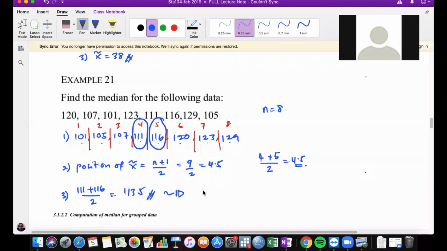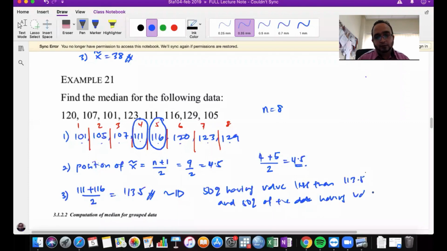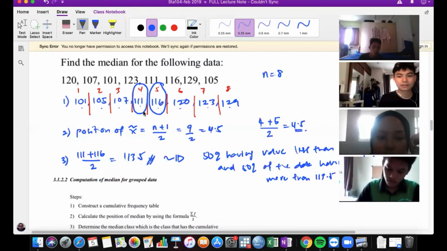Right. 50% of the data having value less than 113.5, and another 50% of the data having value more than 113.5, right? So this is how you interpret median, right? And this is how you calculate median for ungrouped data, right?